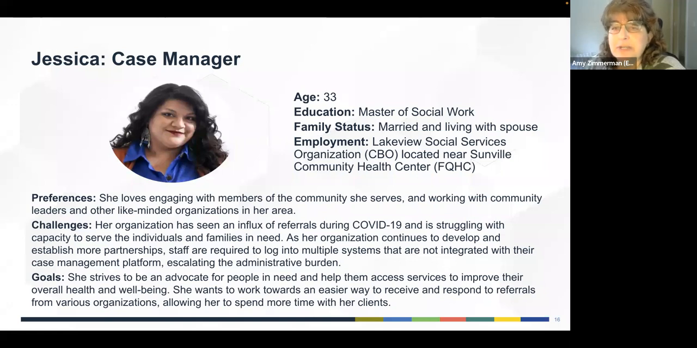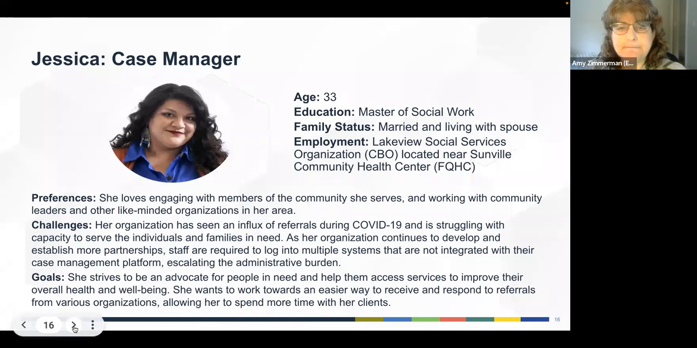And the other real challenge is that her community-based organization is really struggling because as they partner with more clinical and other types of providers, they're having to use lots of different platforms, and their own case management system doesn't really integrate and isn't with all of these other platforms. And so that is a challenge, and it becomes an administrative burden and takes away time from patients. And so she really wants to be an advocate for her clients and help them access the services they need, and really wants to find an easier way to sort of respond to the referrals and spend more time with her clients and not have to deal with a lot of different platforms. So that's just a little bit about Jessica.